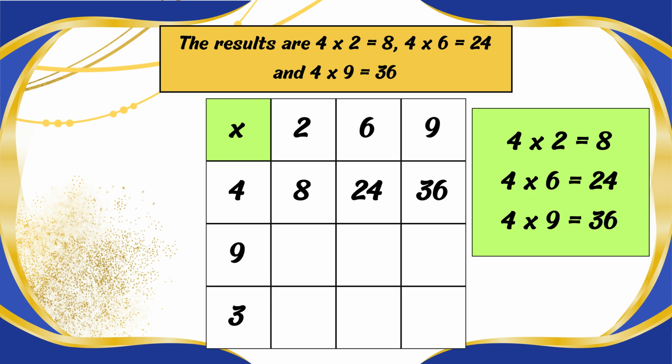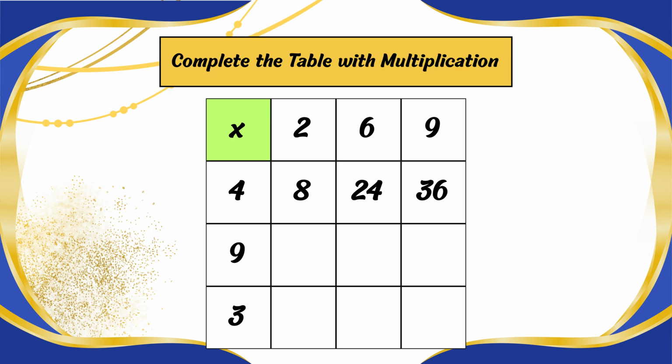The results are 4 times 2 equals 8, 4 times 6 equals 24 and 4 times 9 equals 36. Complete the table with multiplication.